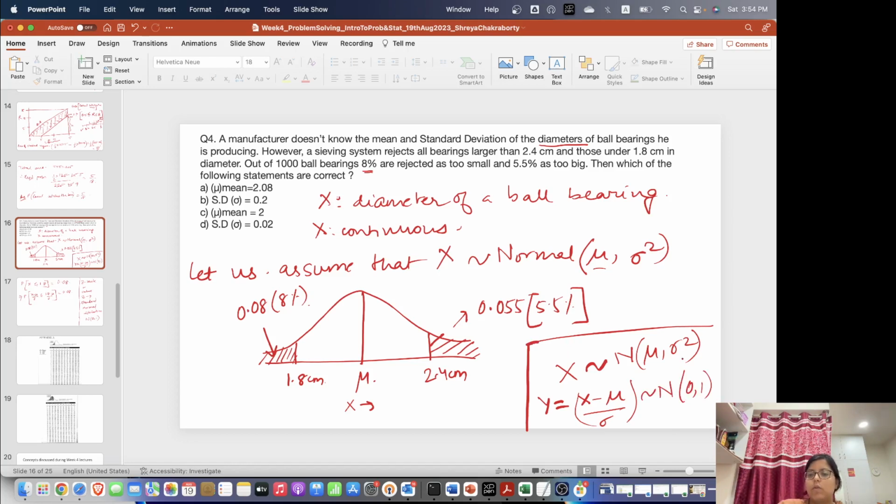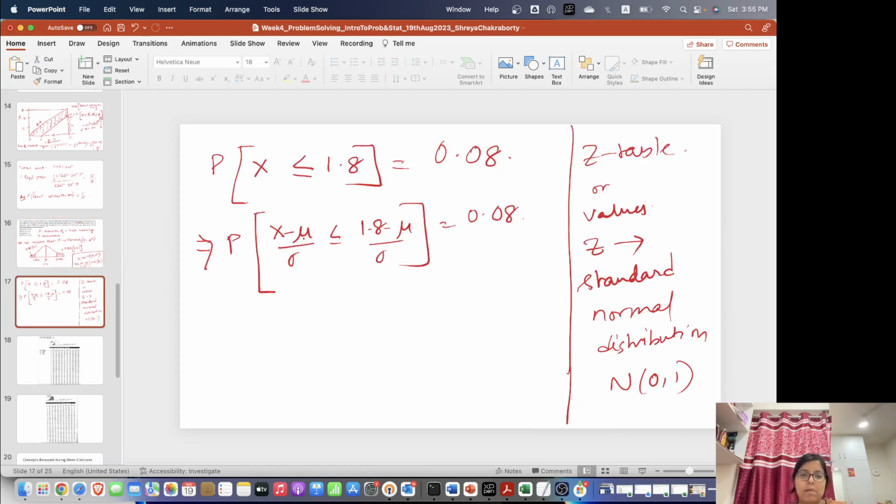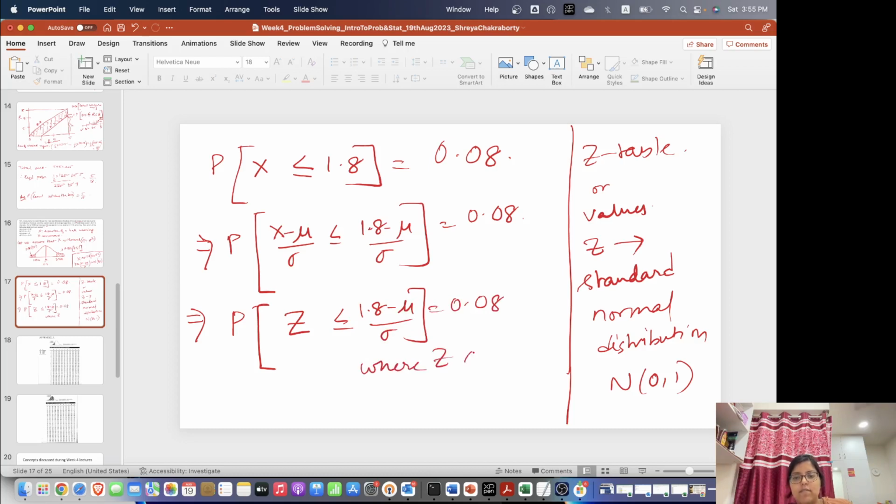Okay, so we will use this in order to derive our mu and sigma. Similarly here, instead of x, we are centering by the mean and then dividing by the square root of the variance. So (x minus mu) by sigma is less than or equal to, on both sides we have to do it, one side we cannot do, (1.8 minus mu) by sigma equal to 0.08. So we can write this as probability Z less than or equal to (1.8 minus mu) by sigma equal to 0.08, where Z follows a normal 0, 1 distribution.